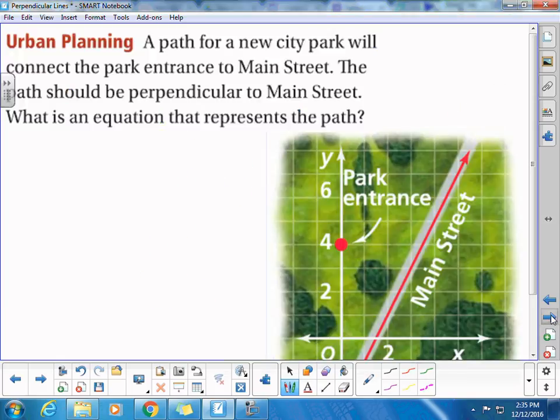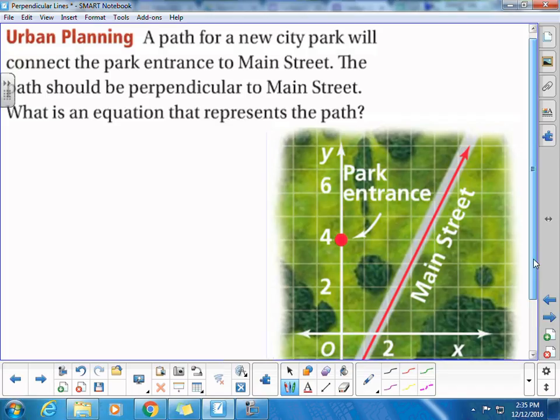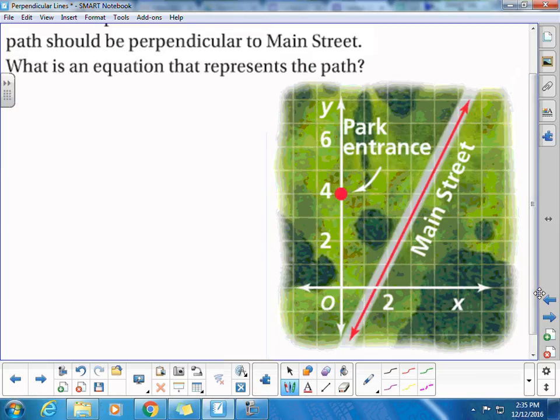All right, a path for the new city park will connect a park entrance to Main Street. The path should be perpendicular to Main Street. What's the equation that represents the path? Well, again, I need to know the slope of Main Street, and if it's still the same slope as it was 2 days ago or yesterday, it's a rise of 2 and a run of 1. So this has a slope of 2.